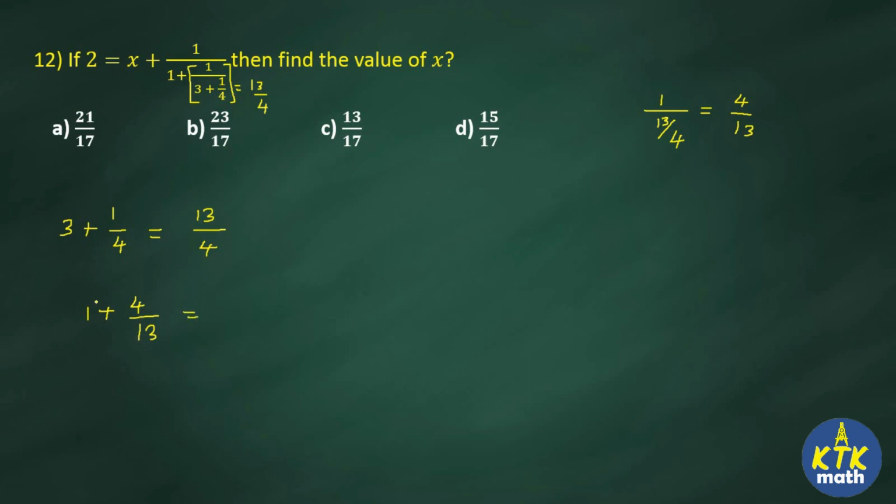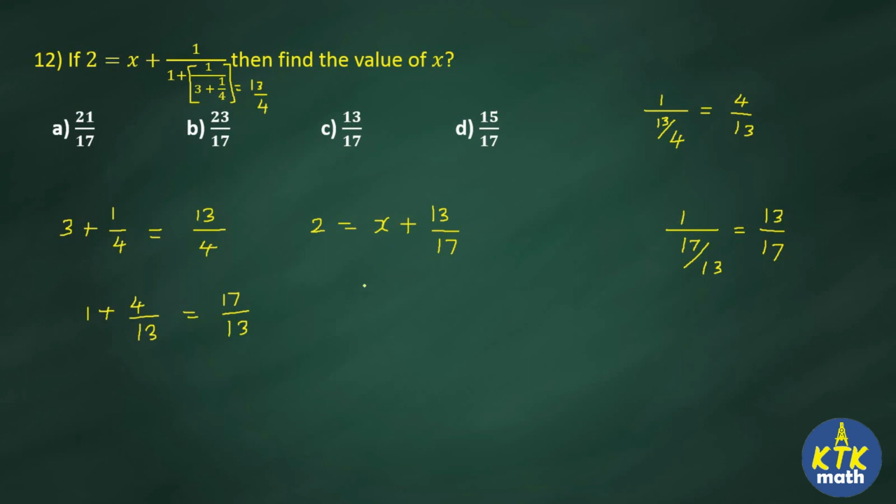So again you can solve this. 13 ones are 13. 13 plus 4 what? 17. So 17 by 13. Clear? So now the entire denominator value is 17 by 13. So how are we going to write? 1 by 17 by 13, which is again the reciprocal, 13 by 17. So the question I can write like this: 2 equal to x plus 13 by 17. 2 is equal to x plus 13 by 17.